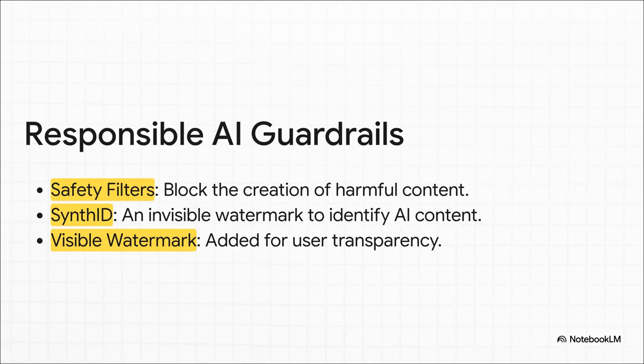Of course, Google is also building in some really important safety guardrails. Prompts are automatically filtered to block harmful content. And then the videos themselves include both a visible watermark for transparency and this invisible permanent watermark called SynthID, which lets anyone verify that the content was in fact AI generated.